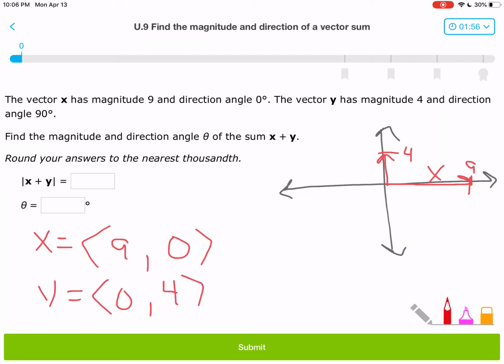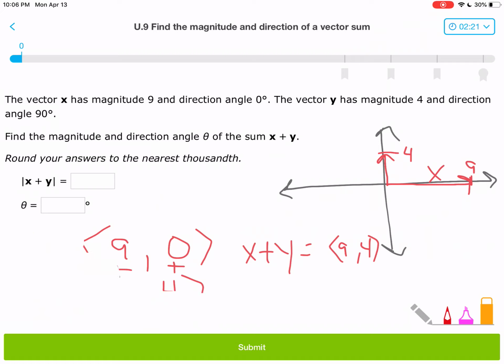So if it wants us to find the sum now, when we add these together, our vector x plus y is going to equal 9 plus 0 is 9, and 0 plus 4 is 4. Okay, easy enough. Now I just need to use my formulas to find the magnitude and angle. So I'm going to free up some space here for me to do that.